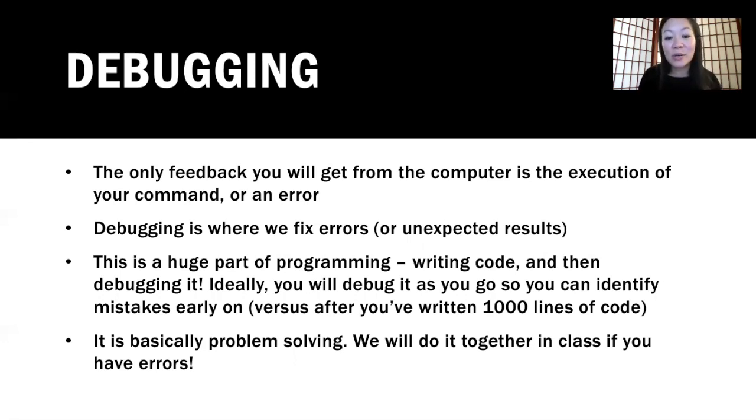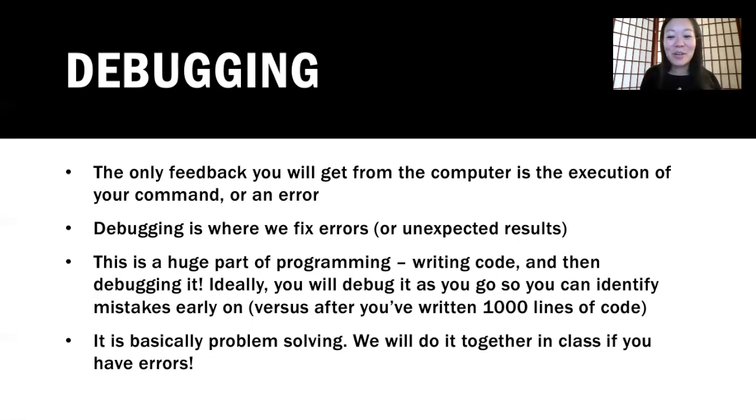Debugging is essentially where we fix errors or unexpected results, and we try to figure out where we went wrong. This is a huge part of programming. I would say we spend a little bit of time writing code, and then most of the time debugging it and making it correct.